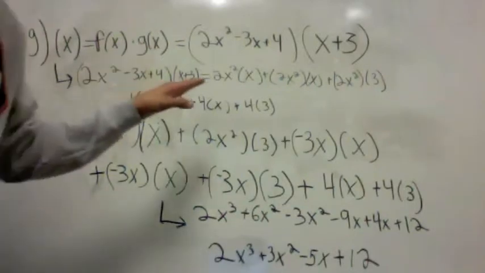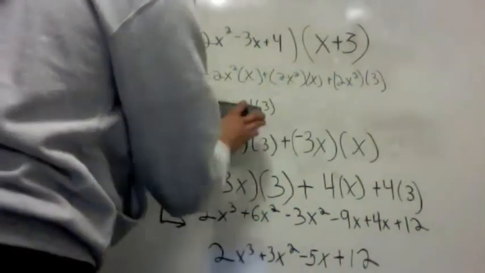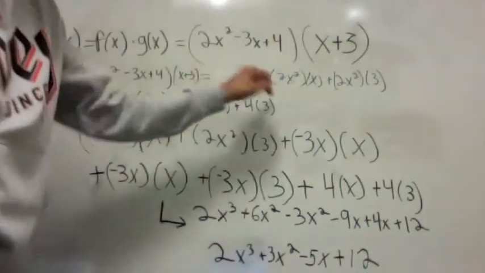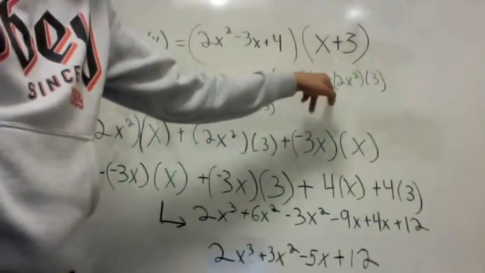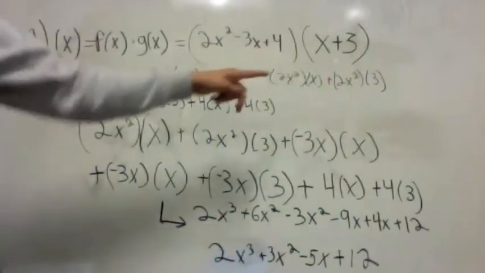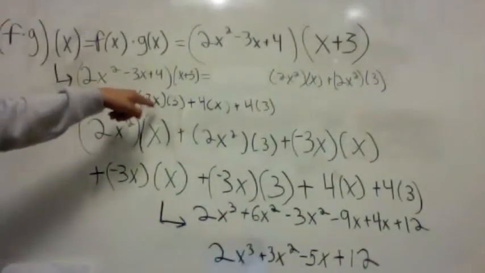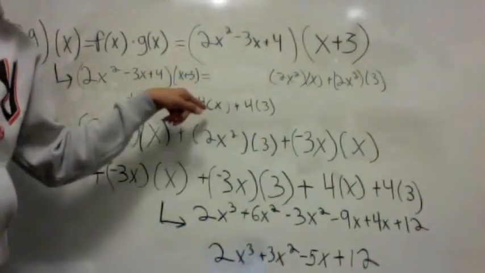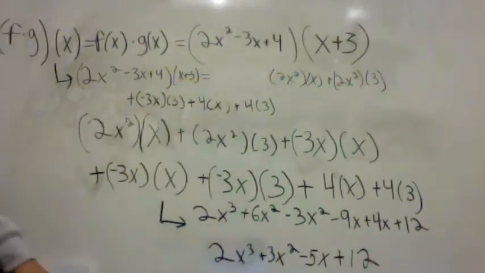Whoops, excuse me, I actually wrote this twice, so I can take that out. So it's going to be 2x squared times x plus 2x squared times 3 plus negative 3x times 3 plus 4x plus, or 4 times x plus 4 times 3.